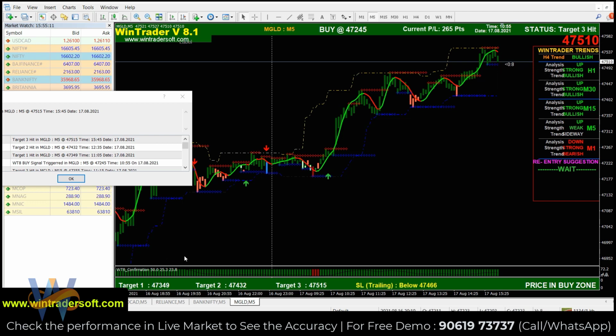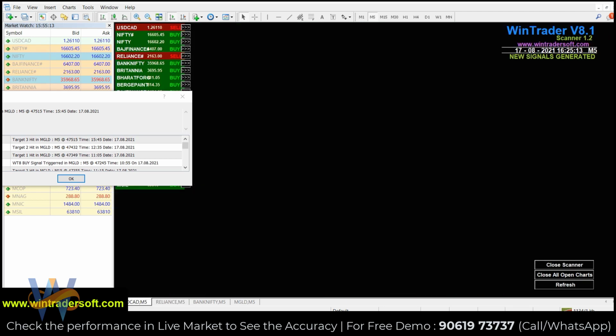Okay, and below you can see the scanner. I put the scanner on USD CAD. We have to set our scanner on any forex pair, so I chose USD CAD for setting my scanner. Whether you're trading in MCX, NSE, or forex, you can add any chart to this scanner. The scanner scans all those symbols and gives buy and sell signal indications.